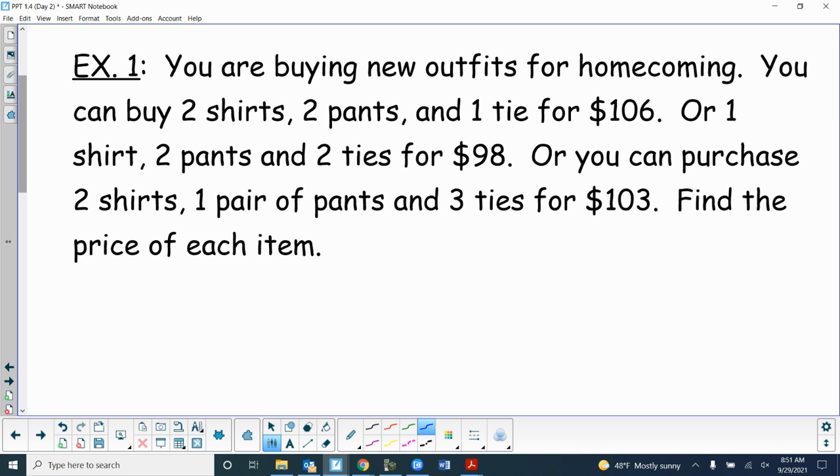So you're buying new outfits for homecoming. You can buy 2 shirts, 2 pants, and 1 tie for $106. Or 1 shirt, 2 pants, and 2 ties for $98. Or you can purchase 2 shirts, 1 pair of pants, and 3 ties for $103. Find the price of each item. Okay? So I just made, since it goes shirts, pants, and ties, I would make shirts X and pants Y and tie Z. If you want to use S, P, and T, that's easier for you, that's fine. You can do that.